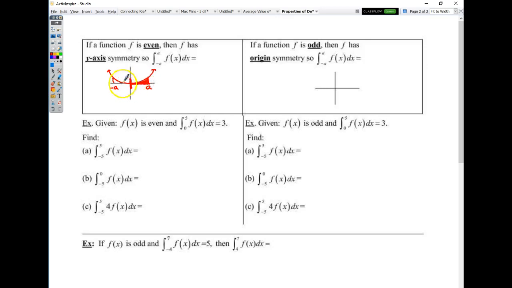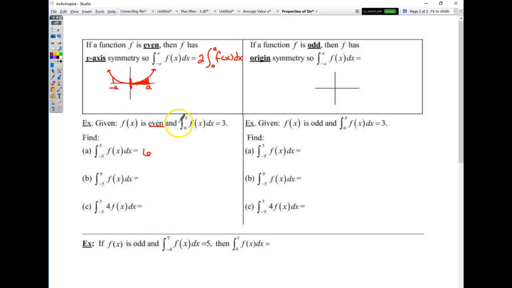And since it's a reflection, this integral will be the exact same amount. So all I have to do is double the integral from 0 to a of f of x dx to get the integral from negative a to positive a. For instance, if I look down here, if I go from 0 to 5, f of x dx, and that's 3, since I have this integral from negative 5 to 5, and I'm dealing with an even function, we say the answer would be 6, 2 times 3.